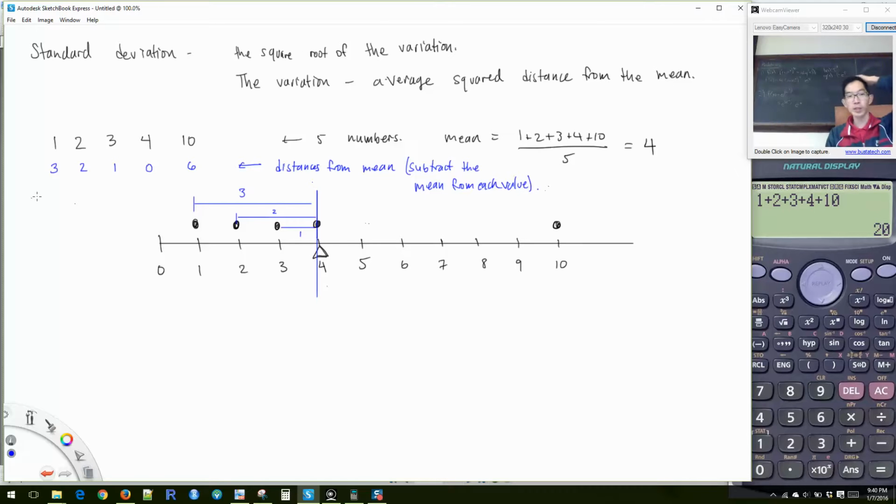Then we're going to square those distances. If I square each of those distances from the mean, 3 squared gives me 9, 2 squared gives me 4, 1 squared gives me 1, 0 squared gives me 0, and 6 squared gives me 36. I guess I could draw this. This is 6 units away.